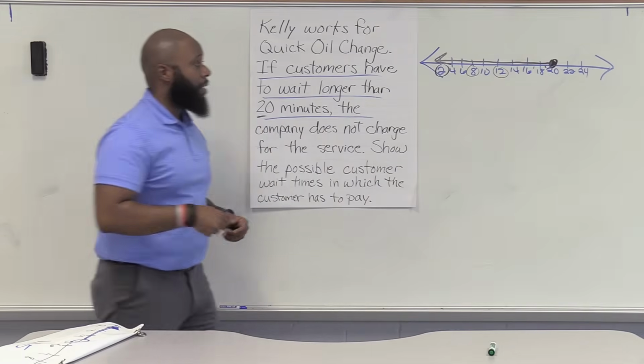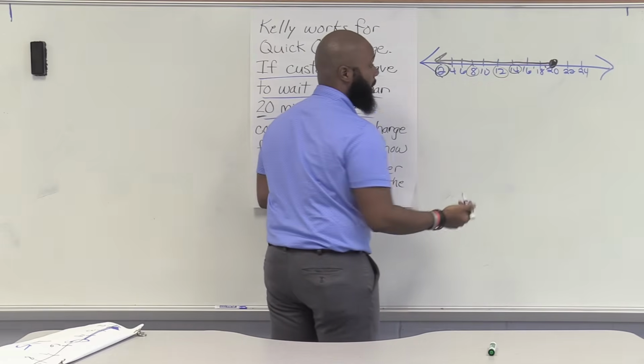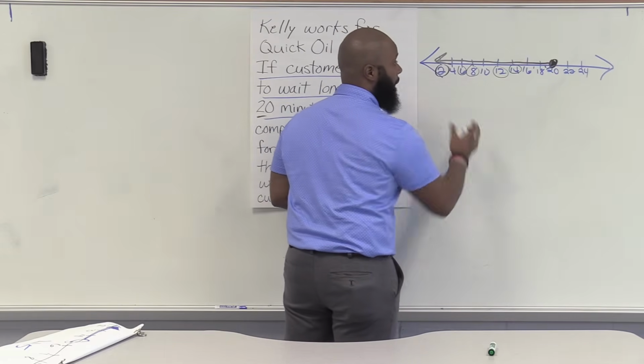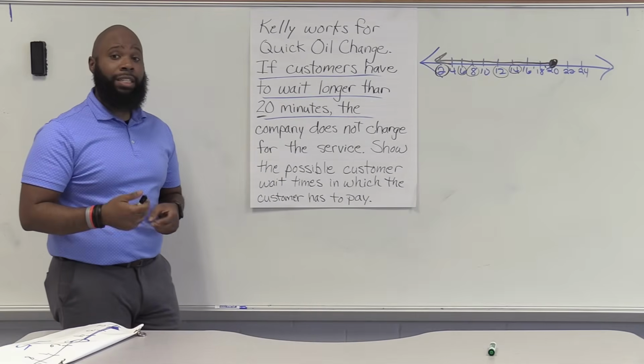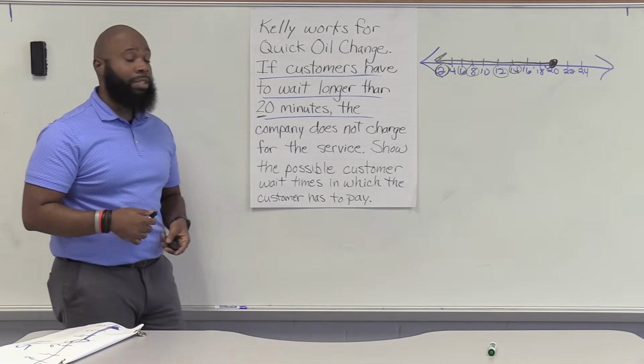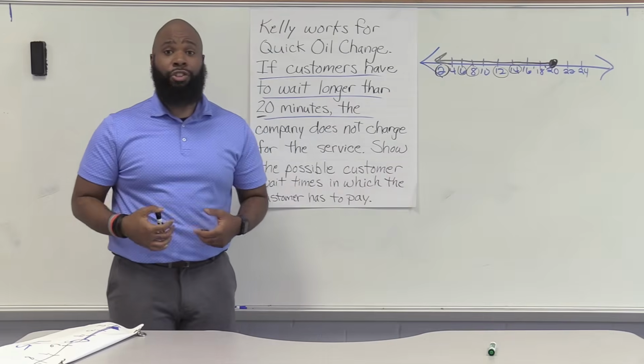So again, no matter which one I pull, I can pull 14, which is 14 minutes, 6, which is 6 minutes, and all of these, because they're to the left of 20 or less than 20, and it also includes my 20, it's all possible answers. So good job. So let's try some together.